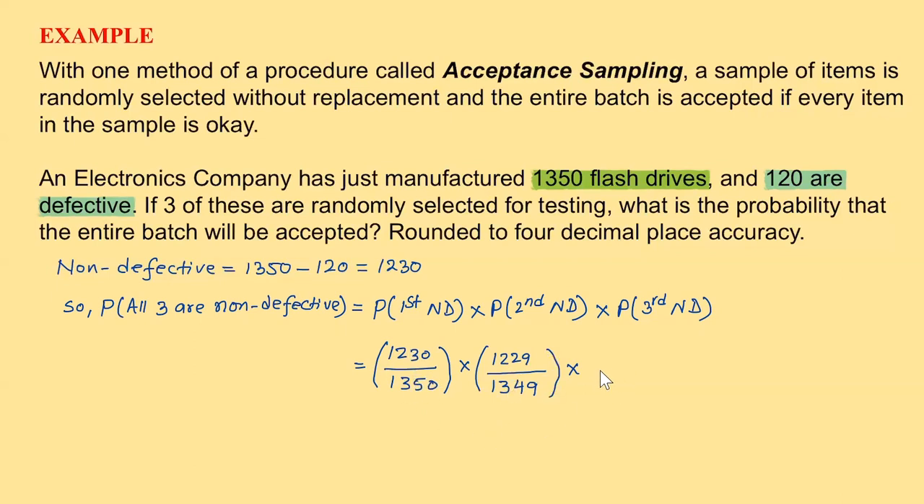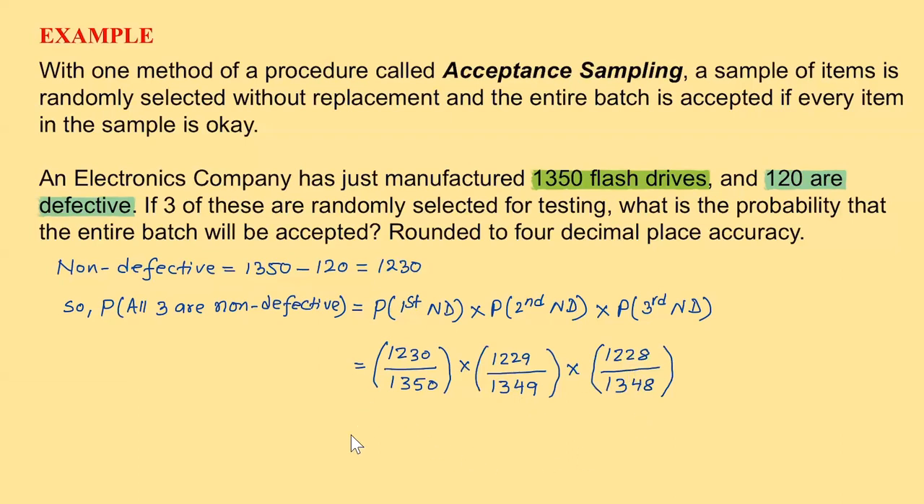Now we have to find the probability that the third one is non-defective. The probability of the third one depends on the first two because we are not replacing these two. So the total number of flash drives remaining is 1,348. Two non-defective flash drives are already taken out, so the remaining non-defective flash drives are 1,228. So the probability that the third one is non-defective is 1,228 out of 1,348. So these are the probabilities that each of these will be non-defective.